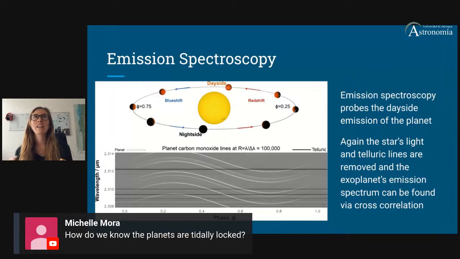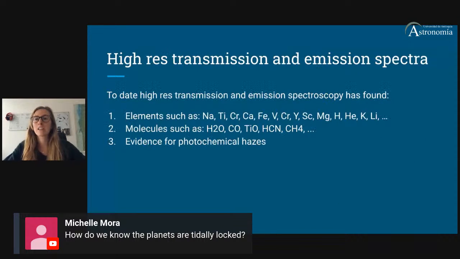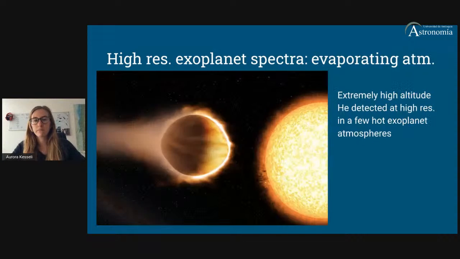Even the TRAPPIST, low mass star with those super Earth planets, I think most of those are expected to be tidally locked based on the tidal locking time scale. And I can talk about this more later if this doesn't fully answer your question, but I'm just going to move on for now.